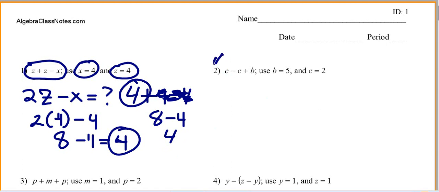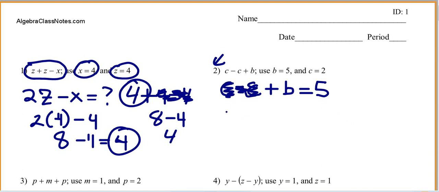Let's look at problem 2. You've got c minus c plus b. Before we do any calculations, let's use some intuition here. Well, if you got anything and you take it away, you're left with nothing, right? So what we could do is c minus c plus b, right? Well, these will cancel out, disappear. So all we're left with is b, and we know b is equal to 5. So we could have thought about it and come up with b is equal to 5.